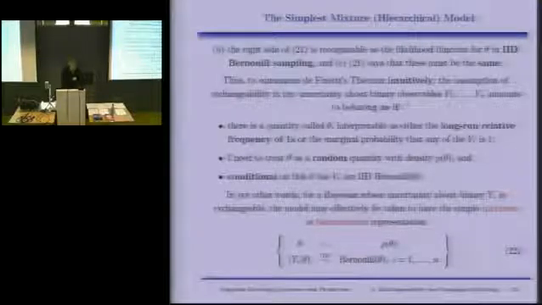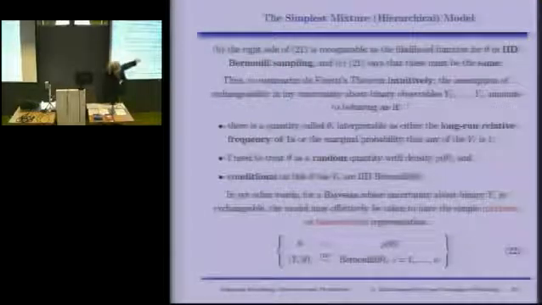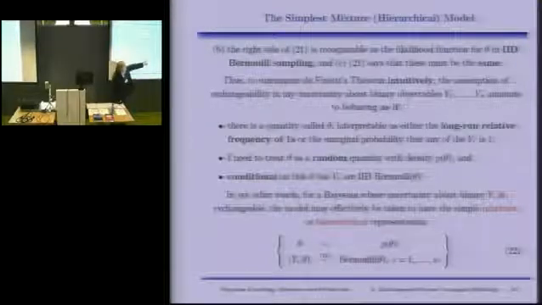So in yet other words, and this is the principal takeaway here, for a Bayesian whose uncertainty about binary y is exchangeable, the model may effectively be taken to have the simple mixture or hierarchical representation. And in fact, later on we're going to talk a lot about hierarchical models, but actually all Bayesian models are hierarchical models because they all have this two-layer story.